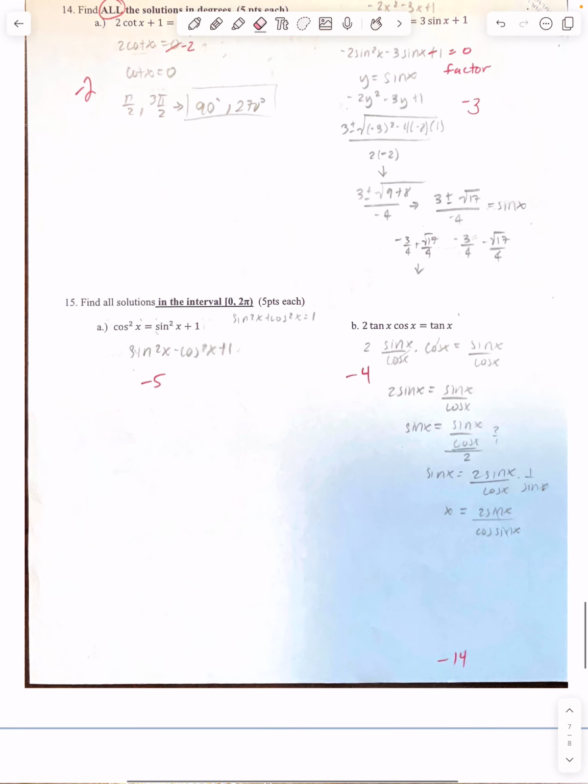In number 15, let's see how much more we have. Okay, I can do it. In number 15, I've got an equation and it has sines and cosines. So I need to get rid of one or the other.